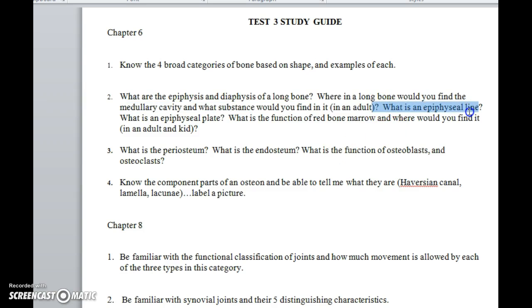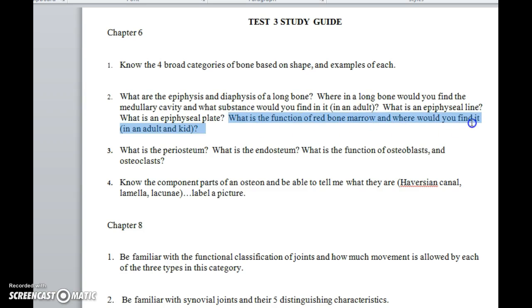This is on there. What is an epiphyseal line? Here, I tell you what, make one change and it'll be verbatim. What is an epiphyseal line? That's on there. And then it doesn't say what is an epiphyseal plate. Your question is going to be, what's the function of the epiphyseal plate, and what tissue is it composed of? Remember, it ain't bone.